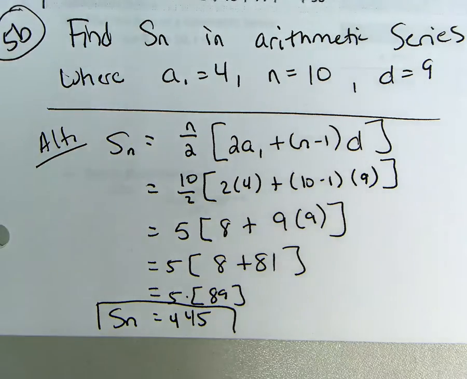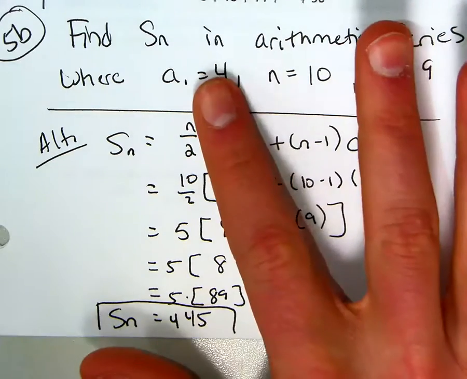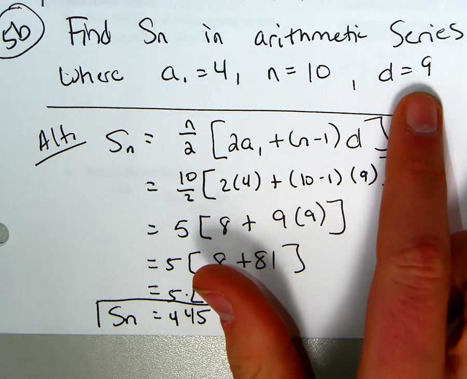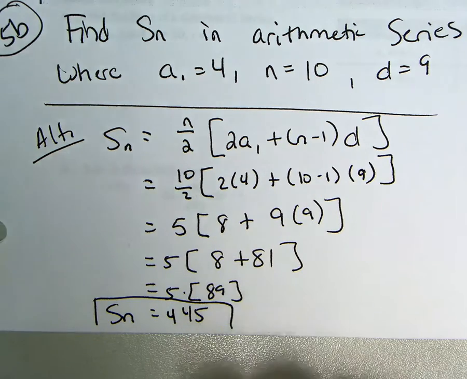So that's just the arithmetic series, what you're going to have to do. Again, this is day 2, and it's just finding the sums. From 4, we're going up by 9 each time, and we're doing it 10 times. What is it all added together?